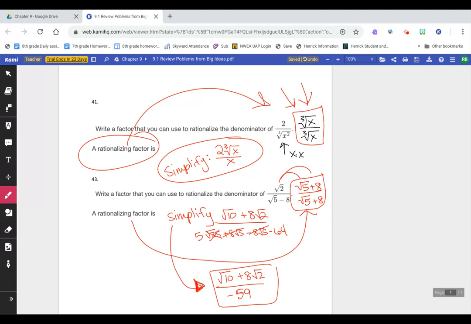But Big Ideas didn't ask for you to simplify it. They just wanted the rationalizing factor, which is what you are multiplying it by in order to simplify it.